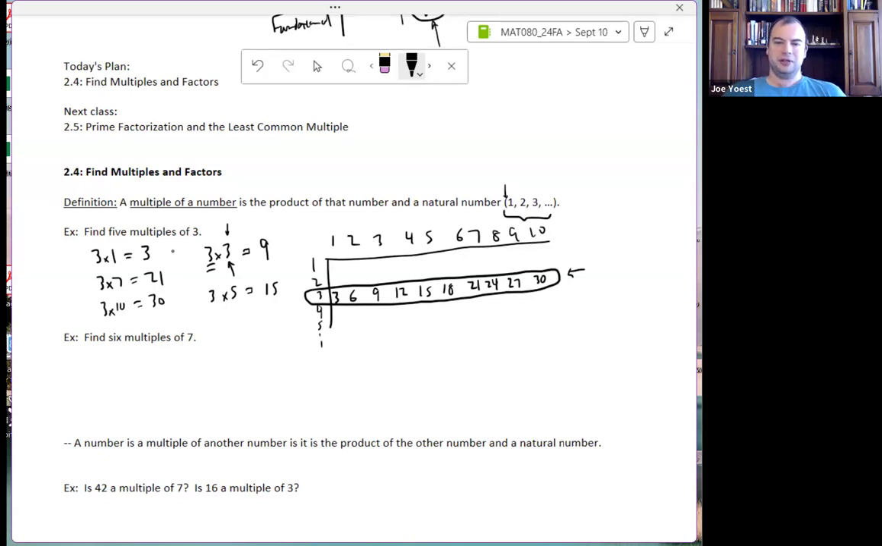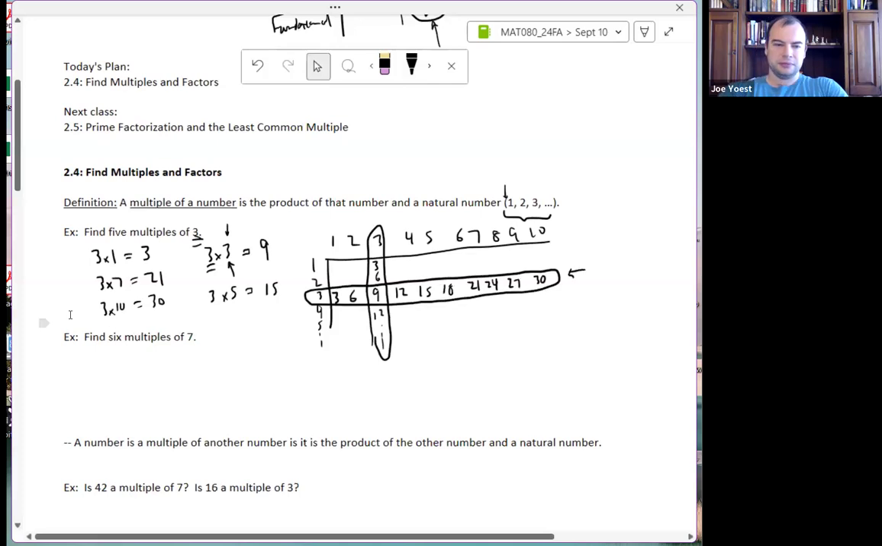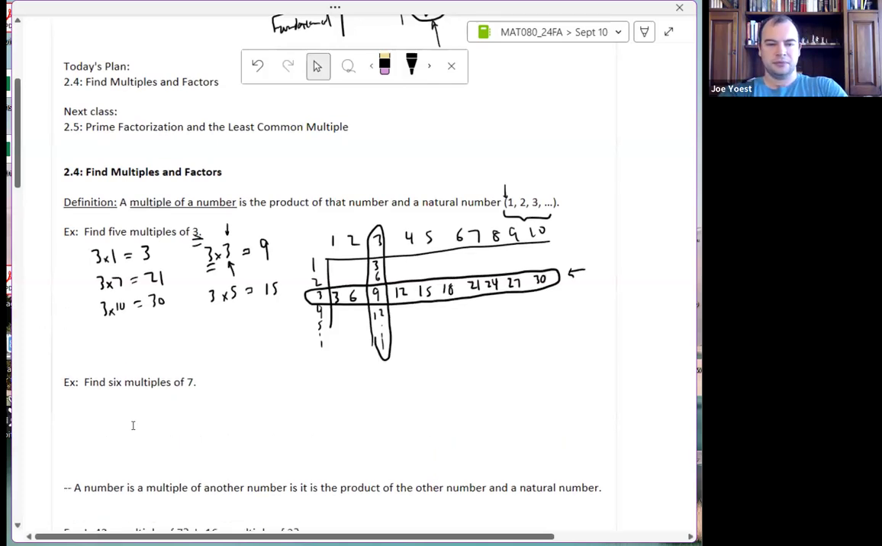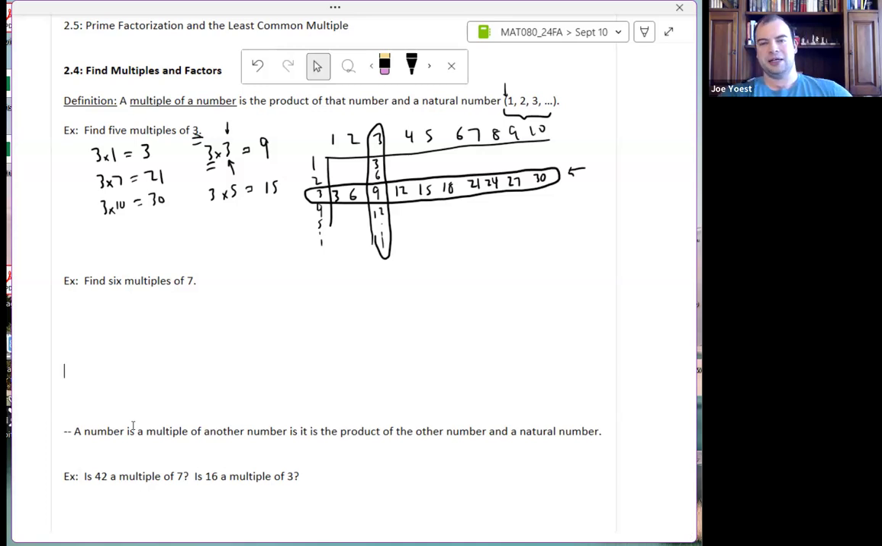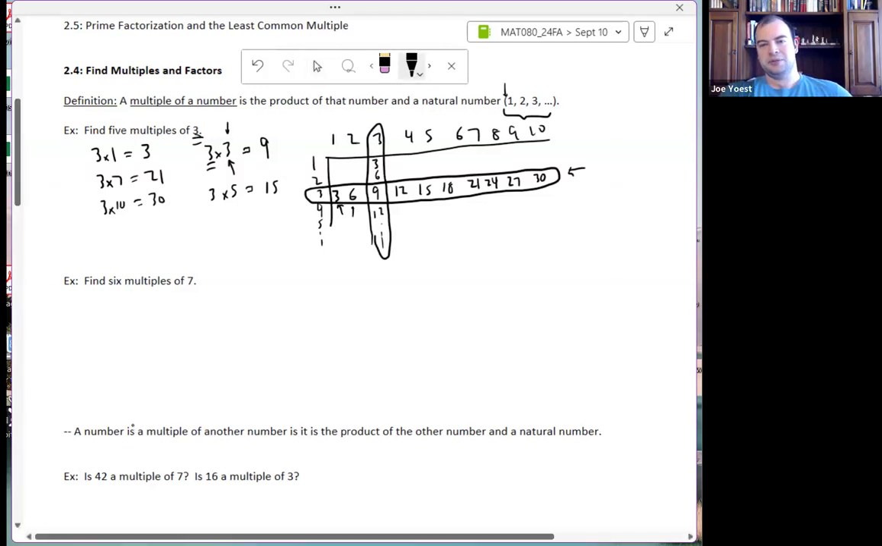So if I look at a specific row in my times tables corresponding to, for instance, 3, I can find a bunch of multiples of 3 right away. Or if you preferred, you could look at the column, which will have the same information, 3, 6, 9, 12, and so on, going down the column. So if I want to find a certain number of multiples of a given number, maybe an easy way to do that is just to start by going across my times table in that row.